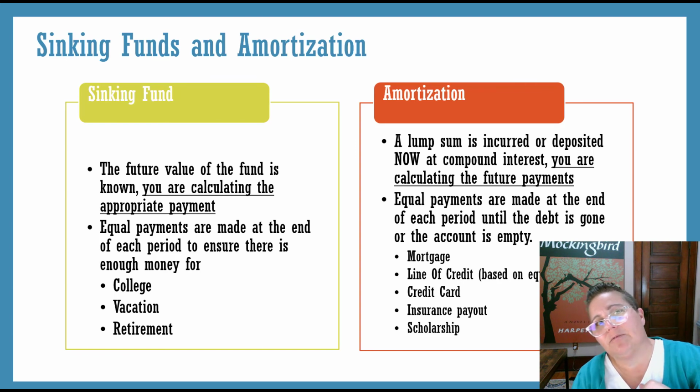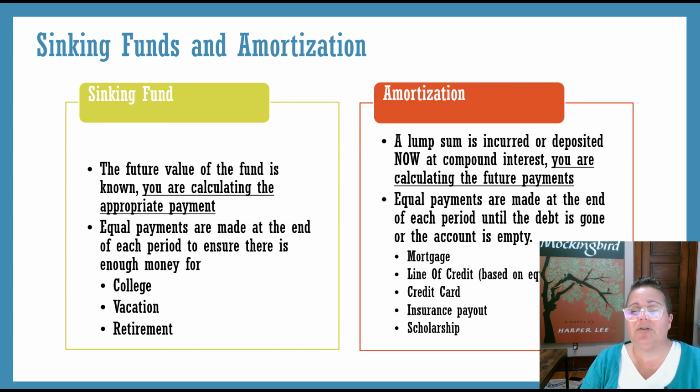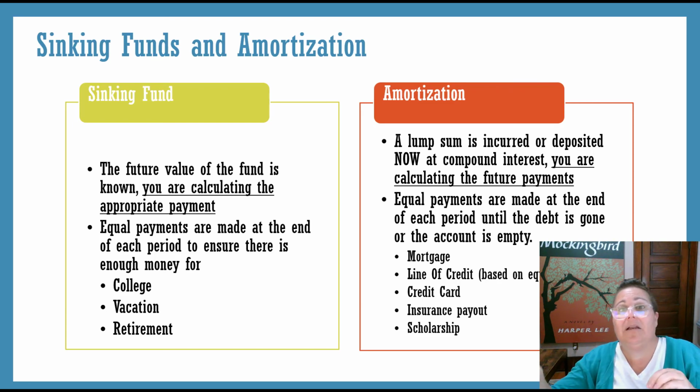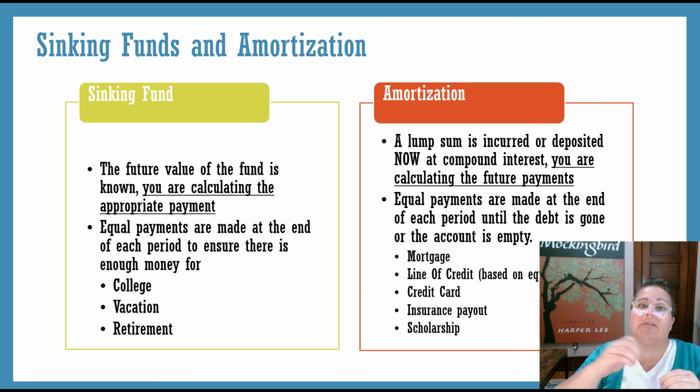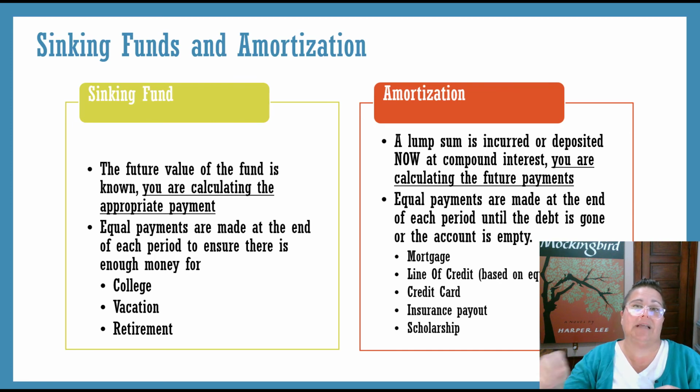The other one is an amortization. Now, an amortization is a lump sum that's incurred or deposited in the present that gets paid off or paid out over time. Equal payments are made at the end of each period, because all of this is ordinary, until the debt is gone or the account is empty. Most of us know amortization in terms of debt. You amortize your car loan or your home loan. A line of credit would be amortized.